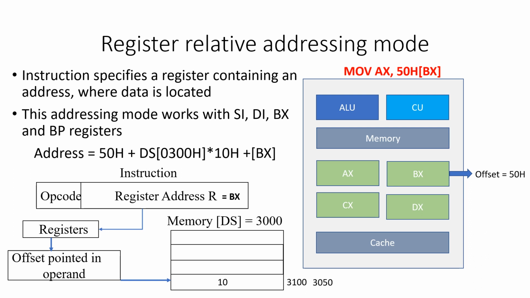Please understand, it should not be 3050, which usually students will make over here. Okay, so it has to be 3100, so that gets updated to the accumulator here.